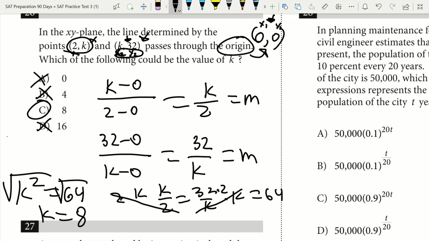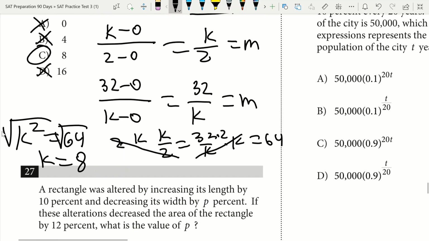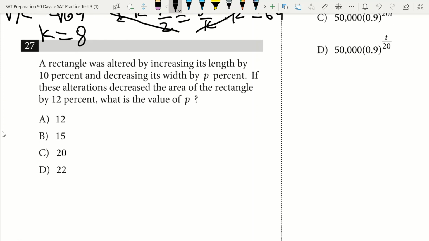The other thing would really just be making sure that we're paying attention to the words such as the origin, because if we didn't pay attention to this part here, passing through the origin, we wouldn't be able to solve for this. So it's very important that we pay attention to that as well. So looking for details, especially on these later questions in the math section when it's more difficult, is very, very important.